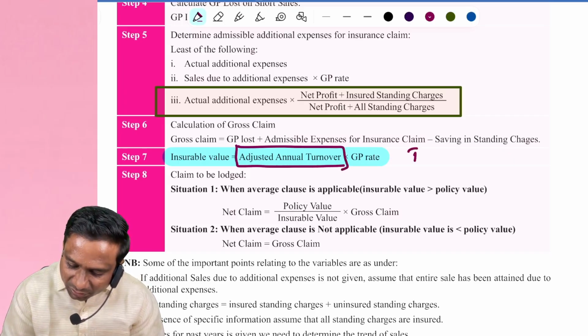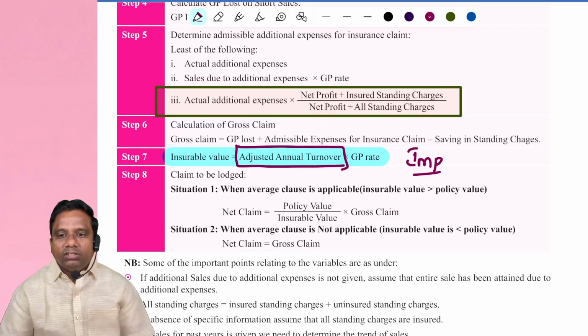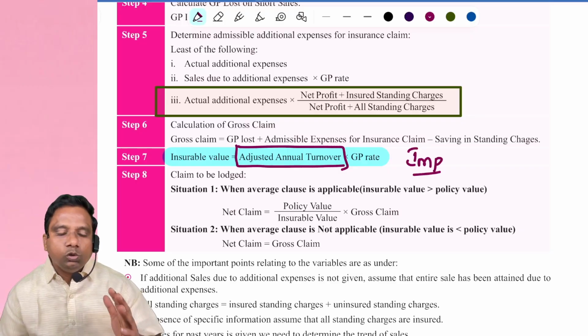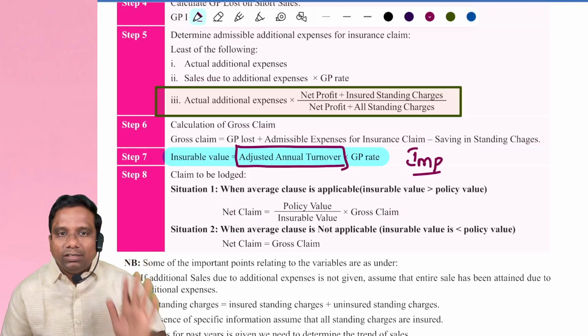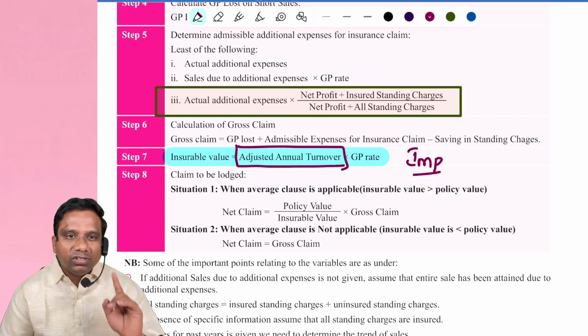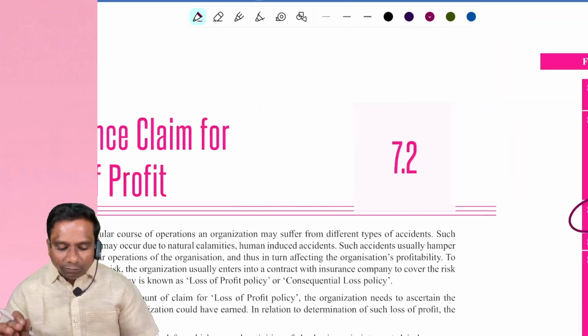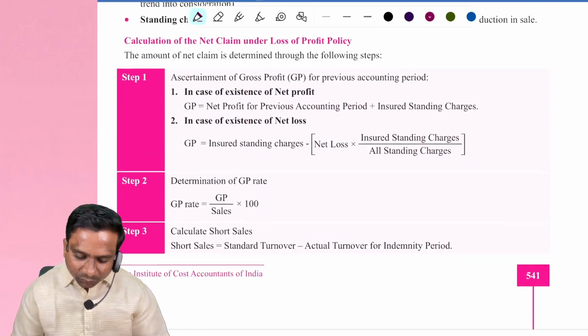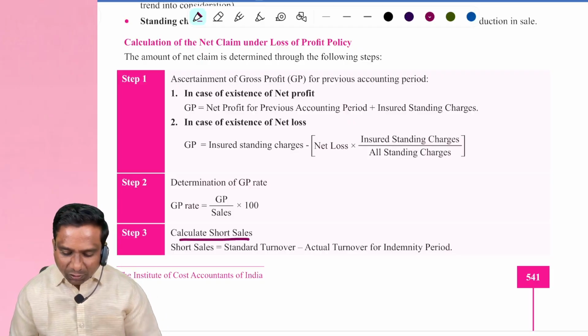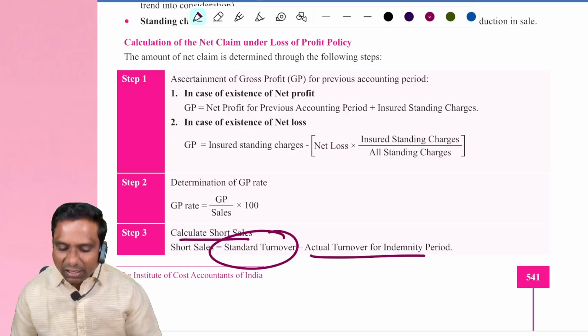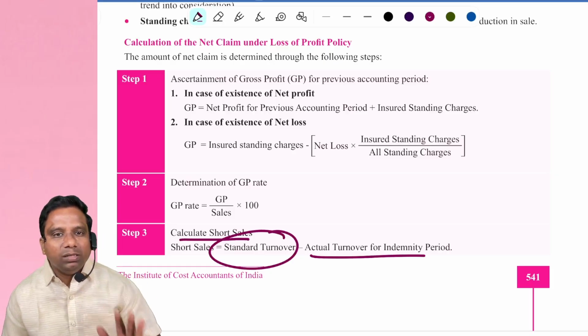This is a very important step, students. This video is going to be some 1 to 1.5 hours. Why? Because these steps you need to understand first. Till now, how many steps we understood? Step 6. First step, tell me. Calculate short sales. For that, standard turnover minus actual turnover of the indemnity period.